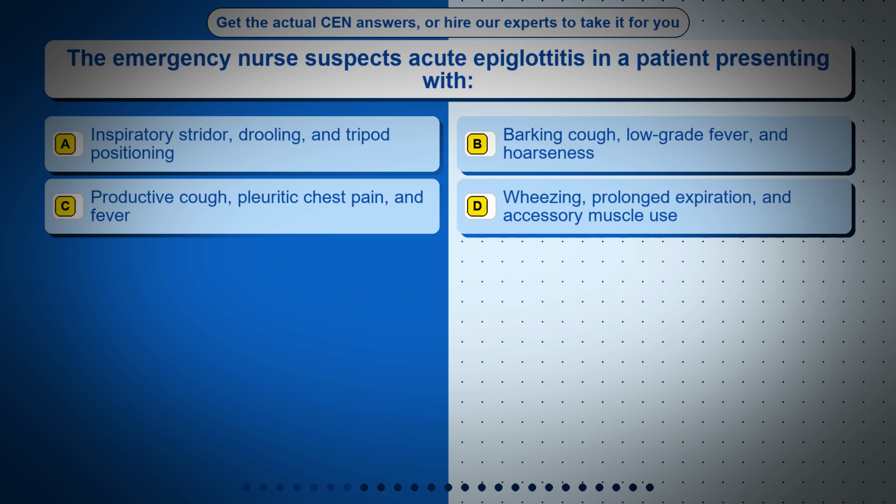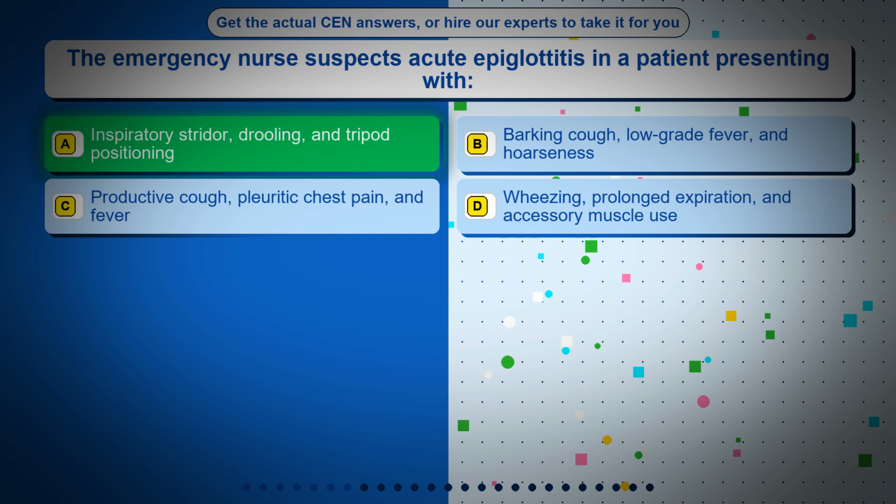Question 7. The emergency nurse suspects acute epiglottitis in a patient presenting with Option A. Inspiratory stridor, drooling, and tripod positioning. Option B. Barking cough, low-grade fever, and hoarseness. Option C. Productive cough, pleuritic chest pain, and fever. Option D. Wheezing, prolonged expiration, and accessory muscle use. The correct answer is Option A.